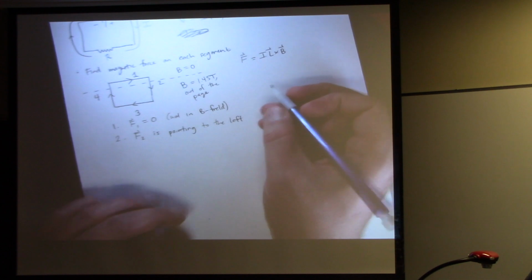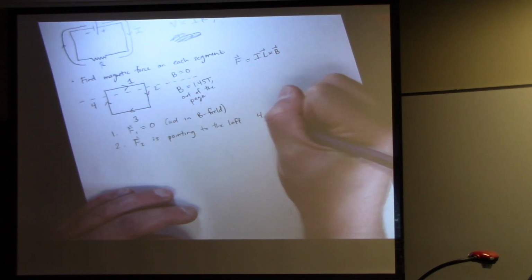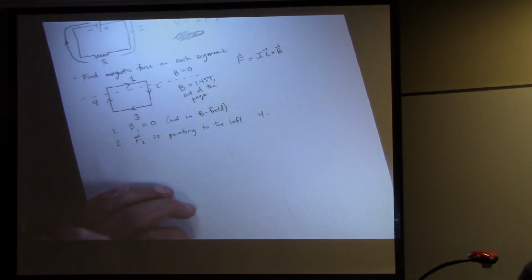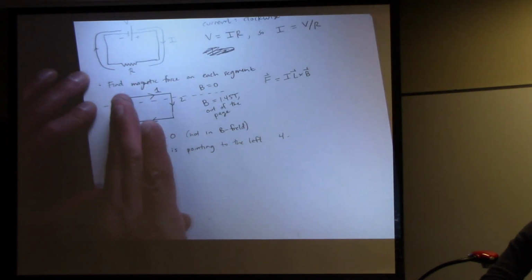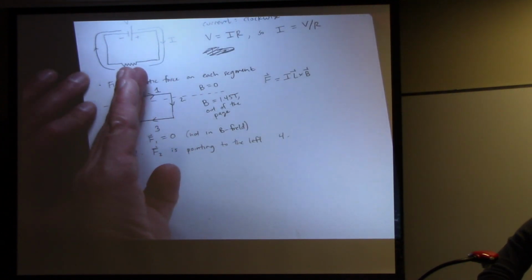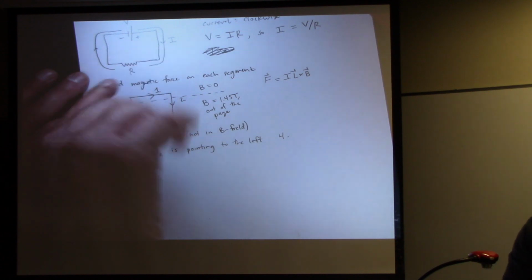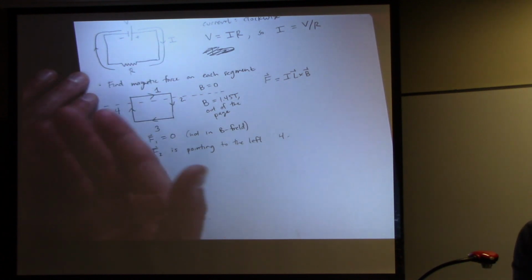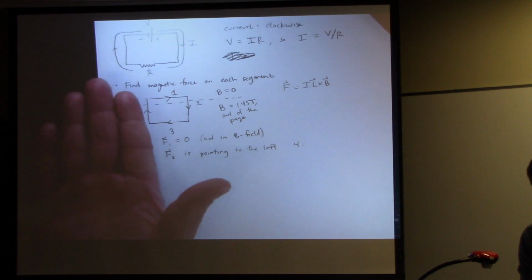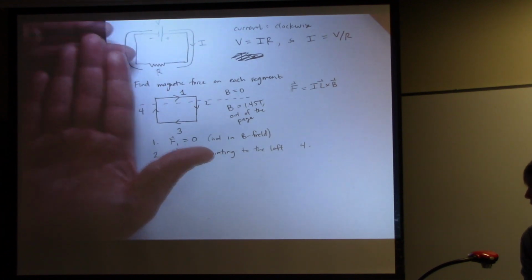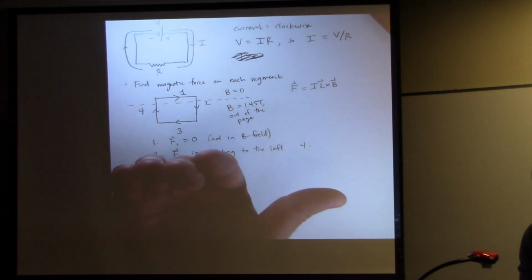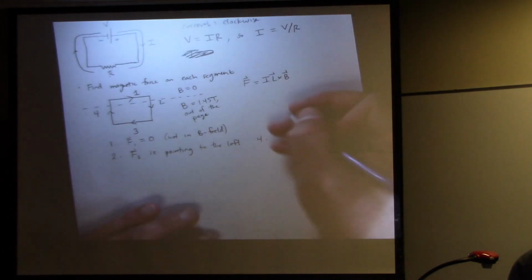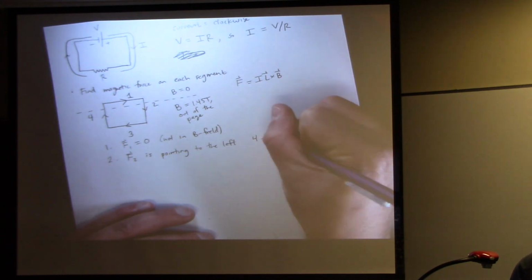All right, actually now I'm going to skip to segment number 4 because this is going to be useful. Segment number 4, if I take the fingers of my right hand, point them in the direction of that current, so my fingers are pointing up like this, then I have to curl my fingers out of the page like this. Now my thumb is pointing to the right, so that would be the force on segment number 4.